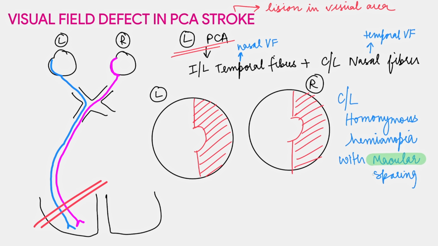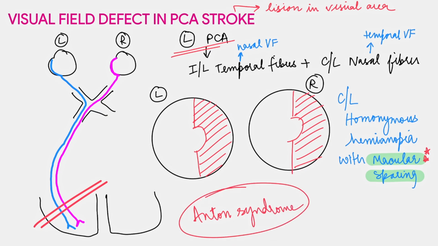Now, the most important takeaway message is this: there is macular sparing in a PCA stroke, which is very important. If the patient has a bilateral occipital lobe lesion, other than blindness, there might be something called Anton syndrome also, which is cortical blindness. The patient is blind, but he's denying that he's blind. But that's for another day. So this was the visual field defect seen in a PCA stroke.